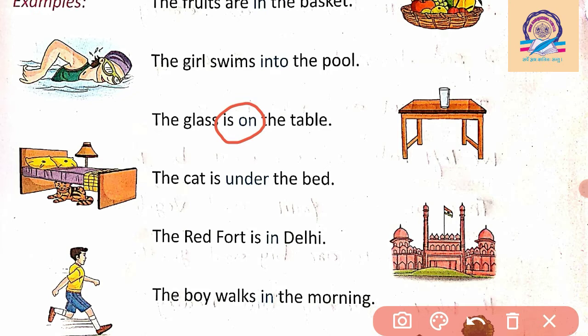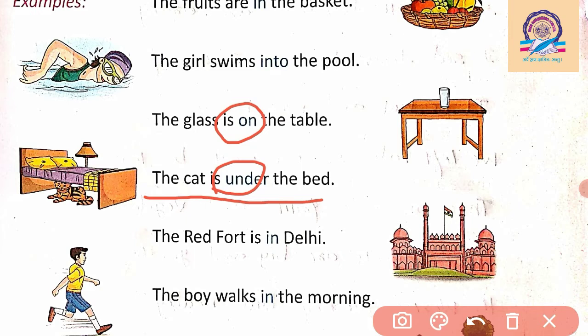Then the fourth example: the cat is under the bed. When do we use the preposition "under"? When something is below something. Here the cat is below the bed. So for the cat we can use "under" when the object or any noun is below something. At that time "under" is used to show the thing is below something. So the cat is under the bed.